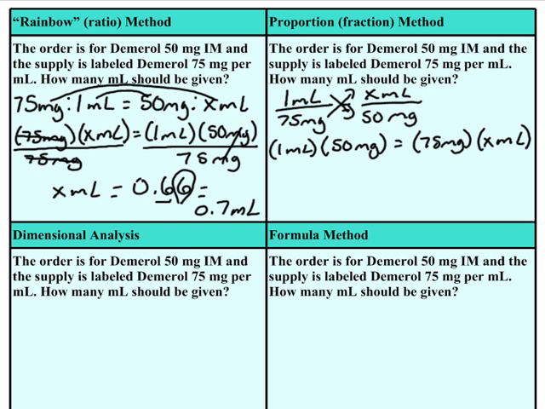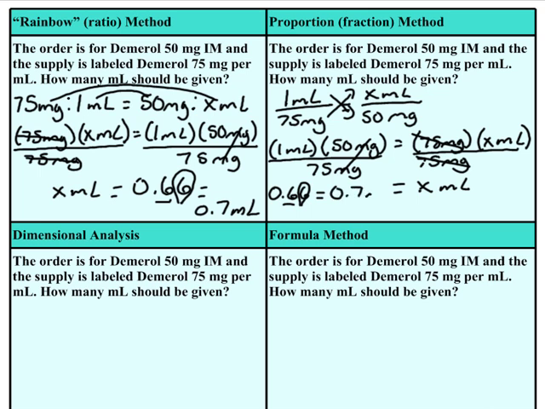Again, to get x by itself, we need to divide both sides of the equation by the 75 milligrams. By doing this, the 75 milligrams cancels out on the right-hand side, leaving us just with x mLs. On the left-hand side, only the unit milligrams cancels, and we're left with 1 times 50 divided by 75. When you do this on your calculator, you get 0.66666 repeated. Since we want to round to the tenths place, we'll look at the two numbers after the decimal. The first 6 is the tenths place. The number after it tells us to round up. Therefore, we give 0.7 milliliters.